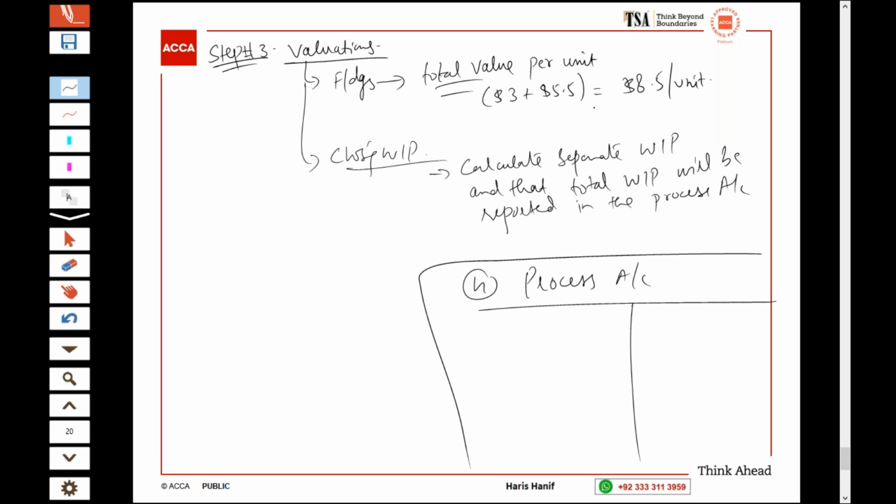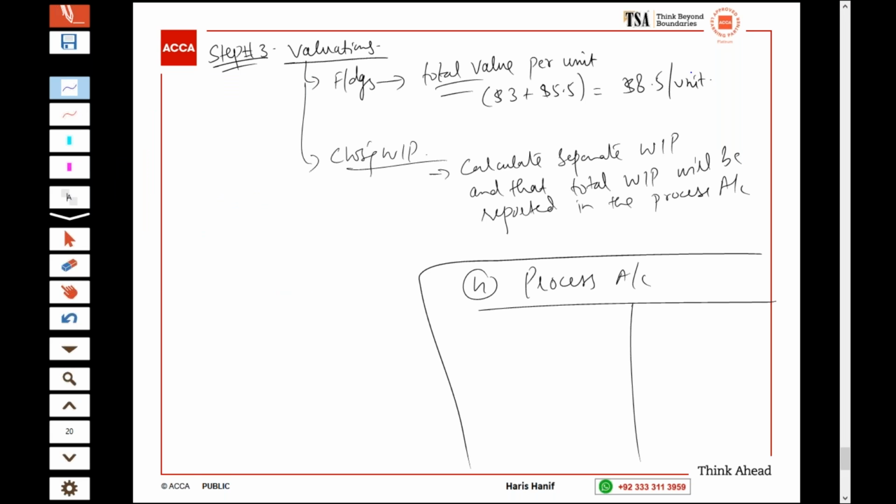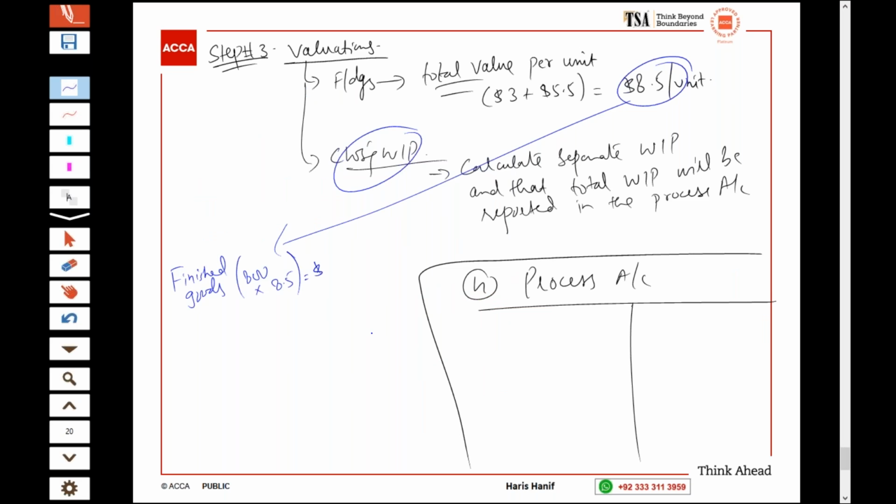But first of all, apply these things here. Look here with the blue color, this thing and this thing. How many units are finished? 800. Now finished goods are 800 multiplied by 8.5. The answer is 6800.